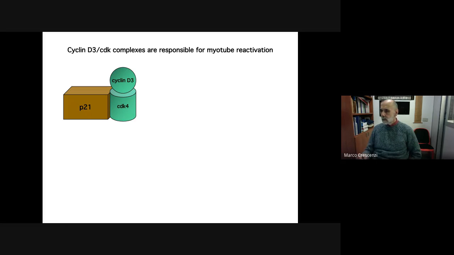Again, as a good model, this made a prediction. And this was a very strong, clear-cut prediction. It said, if and only if it is true that cyclin D3 and CDK4 are responsible for the reactivation of the myotubes upon removal of P21, then on removing P21, we should see reactivation of the myotubes. But if we remove P21 and cyclin D3 at the same time, or P21 and CDK4 at the same time, we shouldn't be seeing any reactivation.